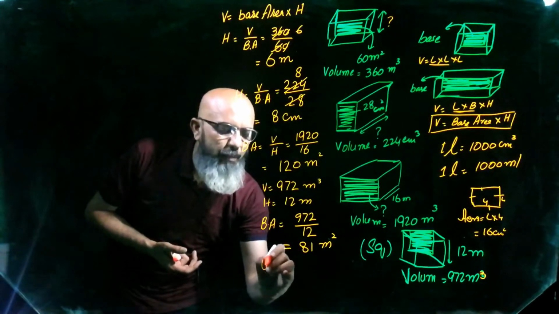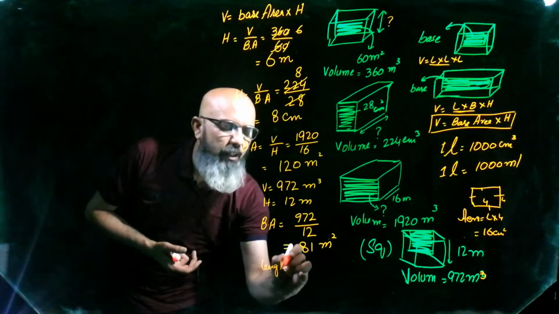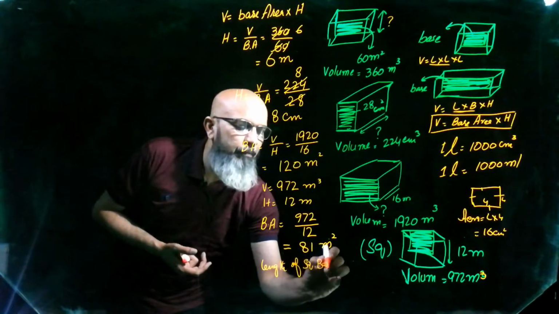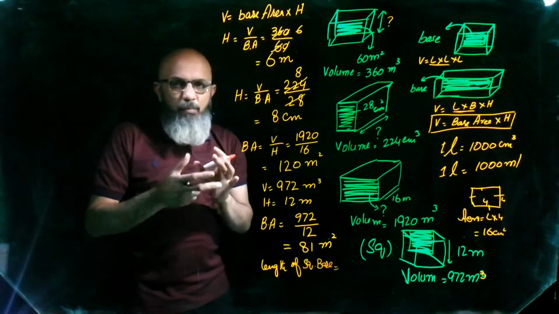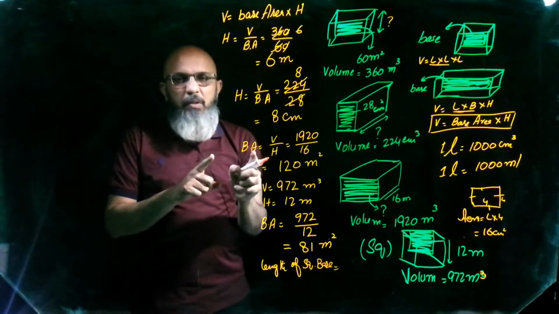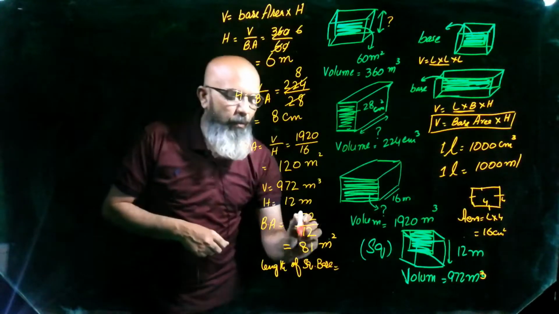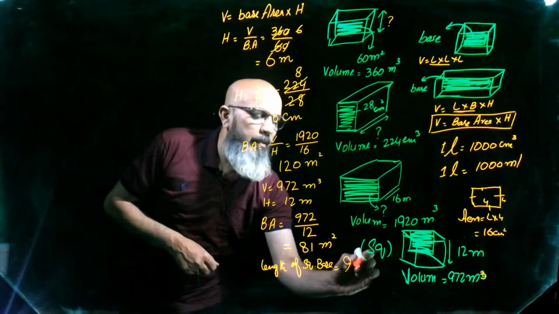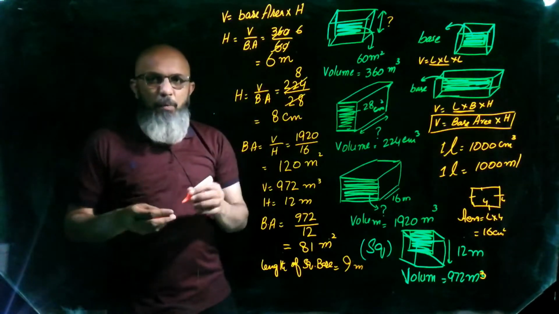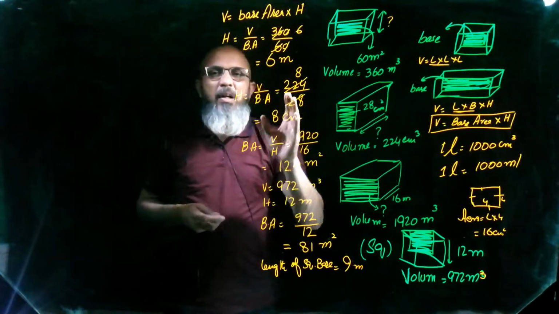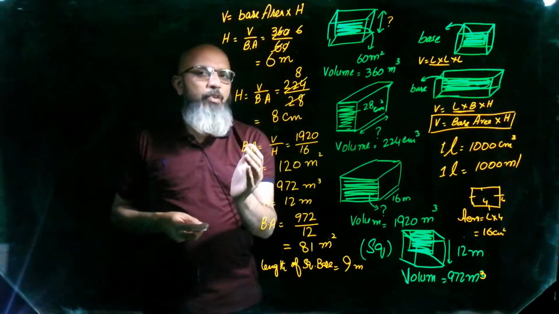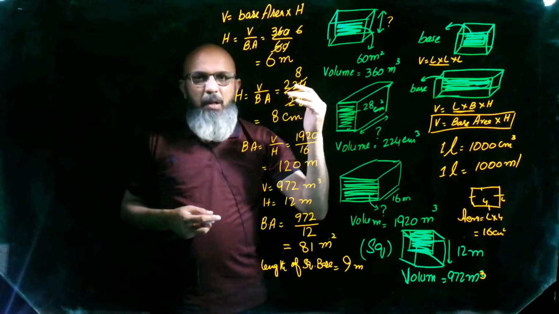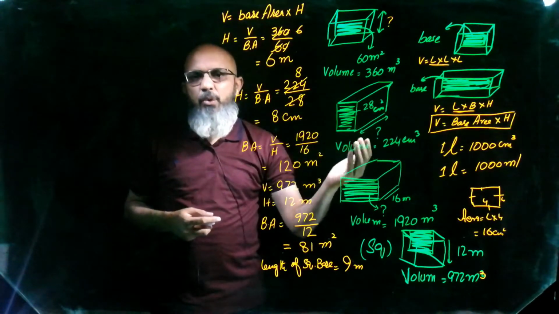So it means the length of a square base. What will be your answer? With which number do you multiply the same number to get 81? Simply 9 nines are 81. So the length of the square base is 9 meter. So I hope you understand how you find the unknown height if base area is given to you, and how you find the base area if height is given to you.